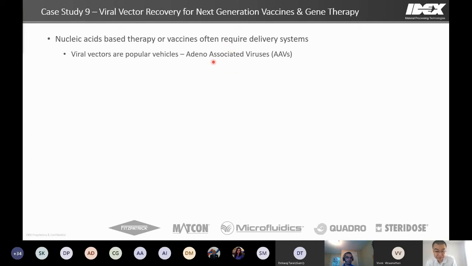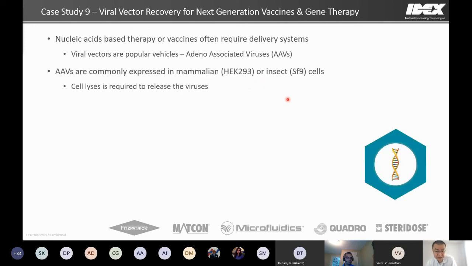So let's focus on the viral vectors here. The vectors of interest are the adeno-associated viruses, or the AAVs. They're very popular viruses and have actually been used in approved therapies. AAVs are commonly grown in either mammalian cells or insect cells. Regardless of what host cells are used, cell rupture is required to release the virus because they won't be secreted by the host cell.